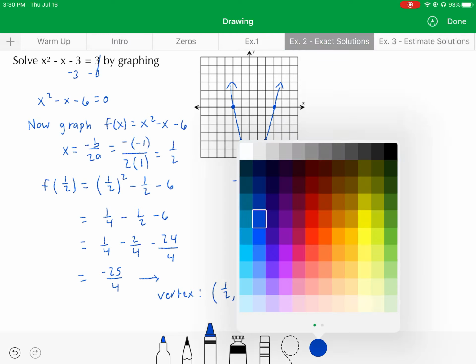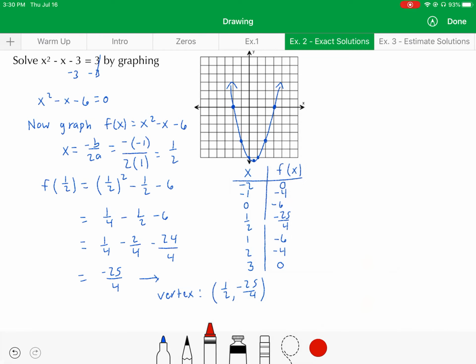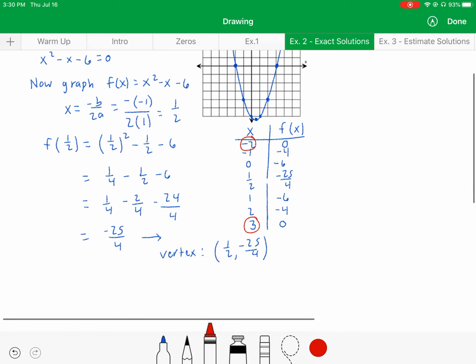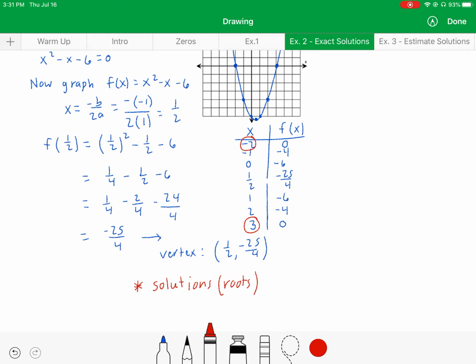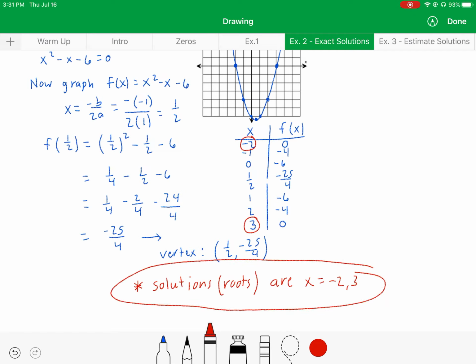Okay, so these x values of negative 2 and positive 3 are in fact my solutions or my roots for this equation. Okay, and I'm going to write them as follows. Just say solutions or roots or zeros are x equals negative 2 and positive 3.